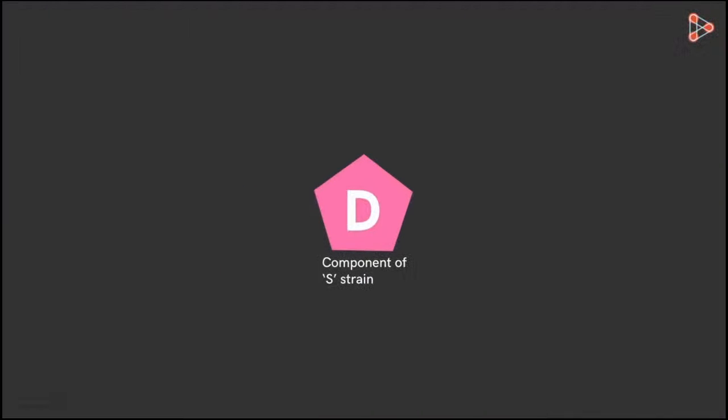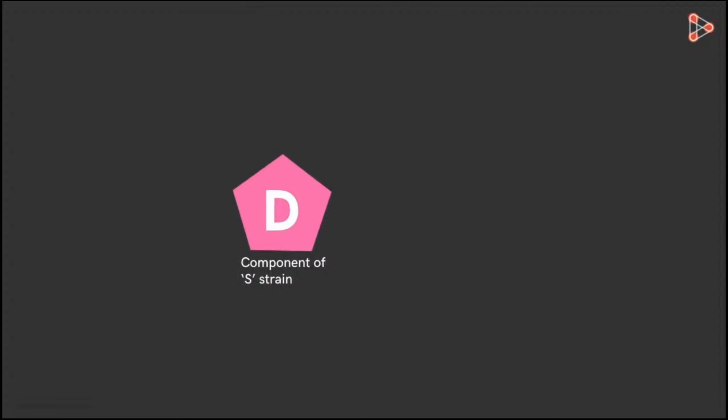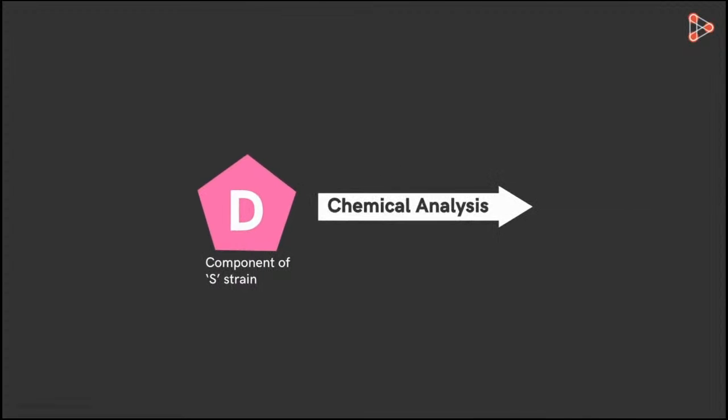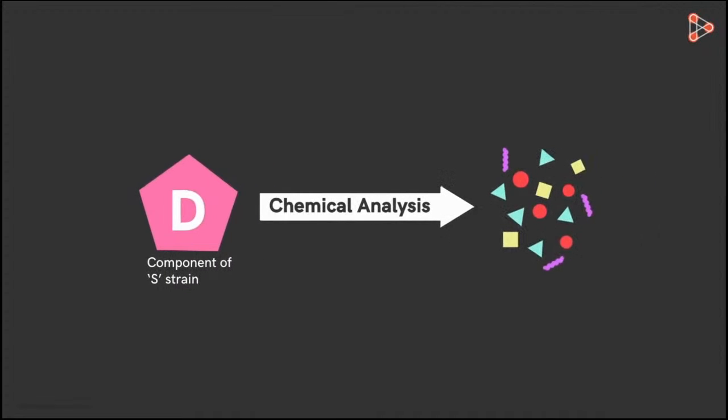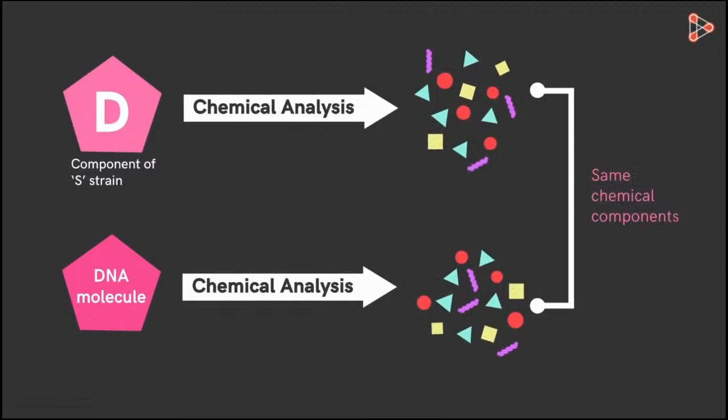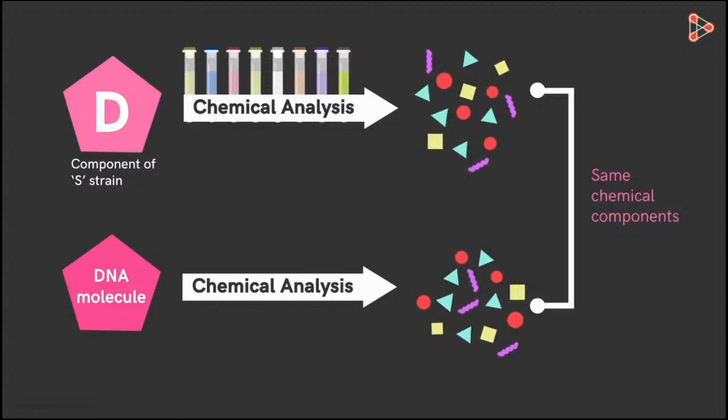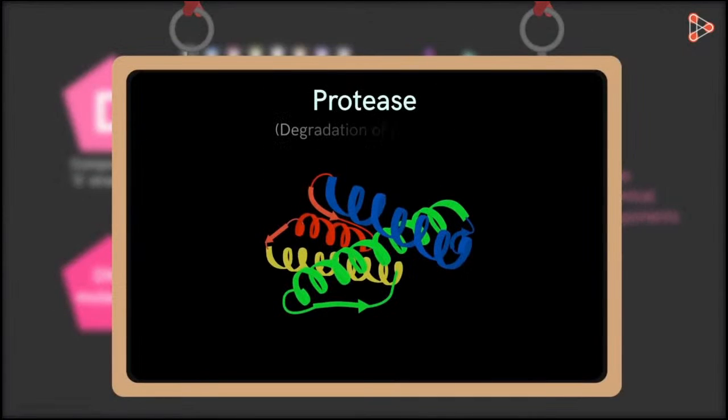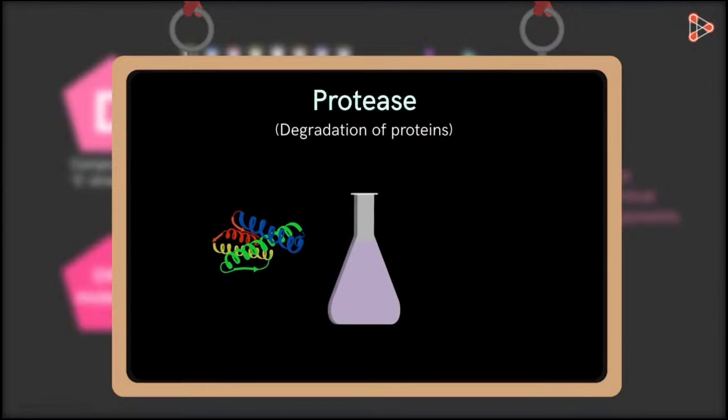Many tests were carried out to investigate this further, and the chemical composition of this transforming principle was found. It had components in the ratio that were found in the DNA molecules. So to further understand its nature, this component was tested using chemicals that break down the constituents. For example, certain enzymes like protease degrade proteins. Use of such chemicals helps us identify the constituents in a given sample as they will degrade specific molecules only.